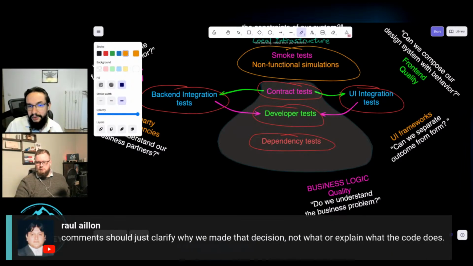Raul also has a comment on comments. Comments should clarify why we made a decision, not what, or explain what the code does. Exactly. You have AI for that now, right? So you can just highlight a piece of code and have the AI explain it to you. Stop documenting this. Stop putting nonsense comments in your code base, because an AI can just give it to you on the fly, just in time.